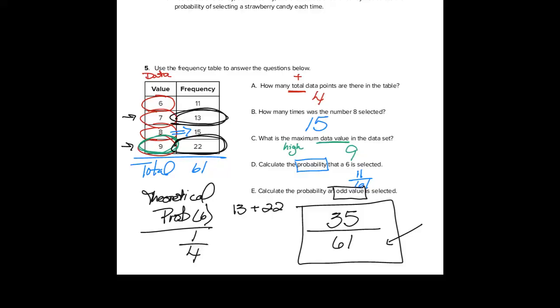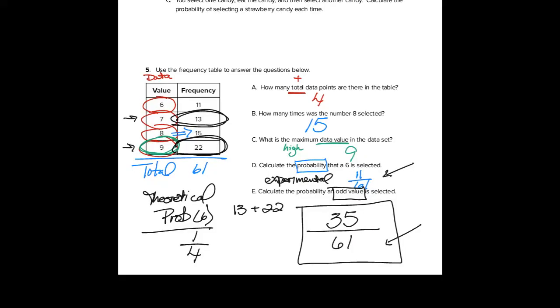Now they didn't tell us they had a four-sided die, or a four-sided spinner, but that's kind of what I was trying to tie it into. Okay, that's what it is in theory. And then the experimental was 11 out of 61. That's the experimental.